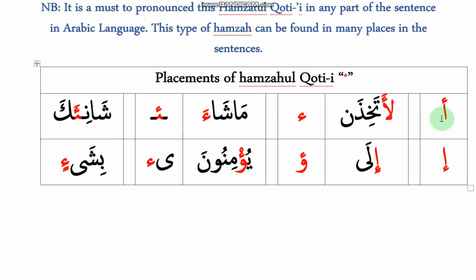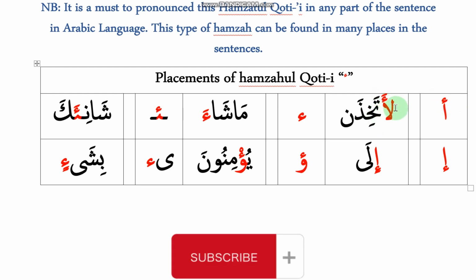So, this is Hamzatul Qot'I. And we say, anywhere you see it, you must pronounce it. It is called radical Hamzah. Sometimes they call it glottal Hamzah because it has a glottal sound. This is Alif Hamzah. And you can see it here. Wherever you see it, you must pronounce it.